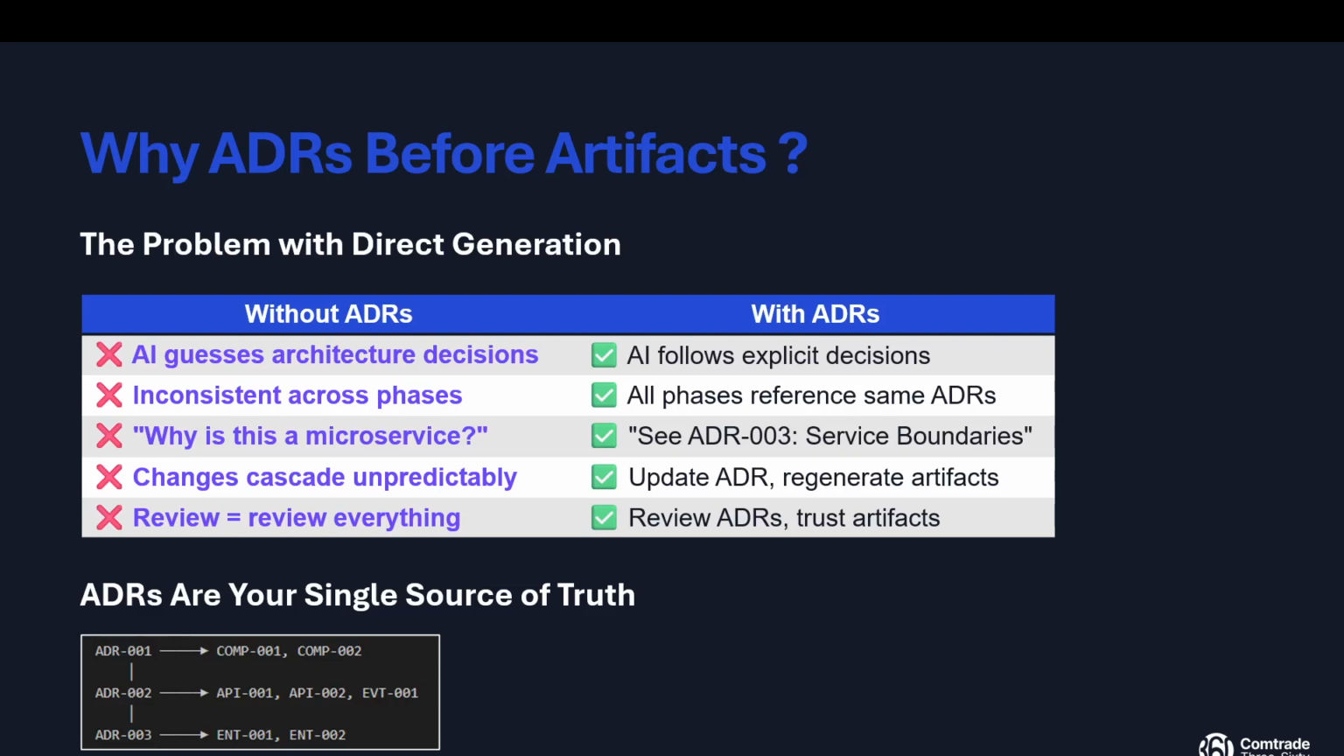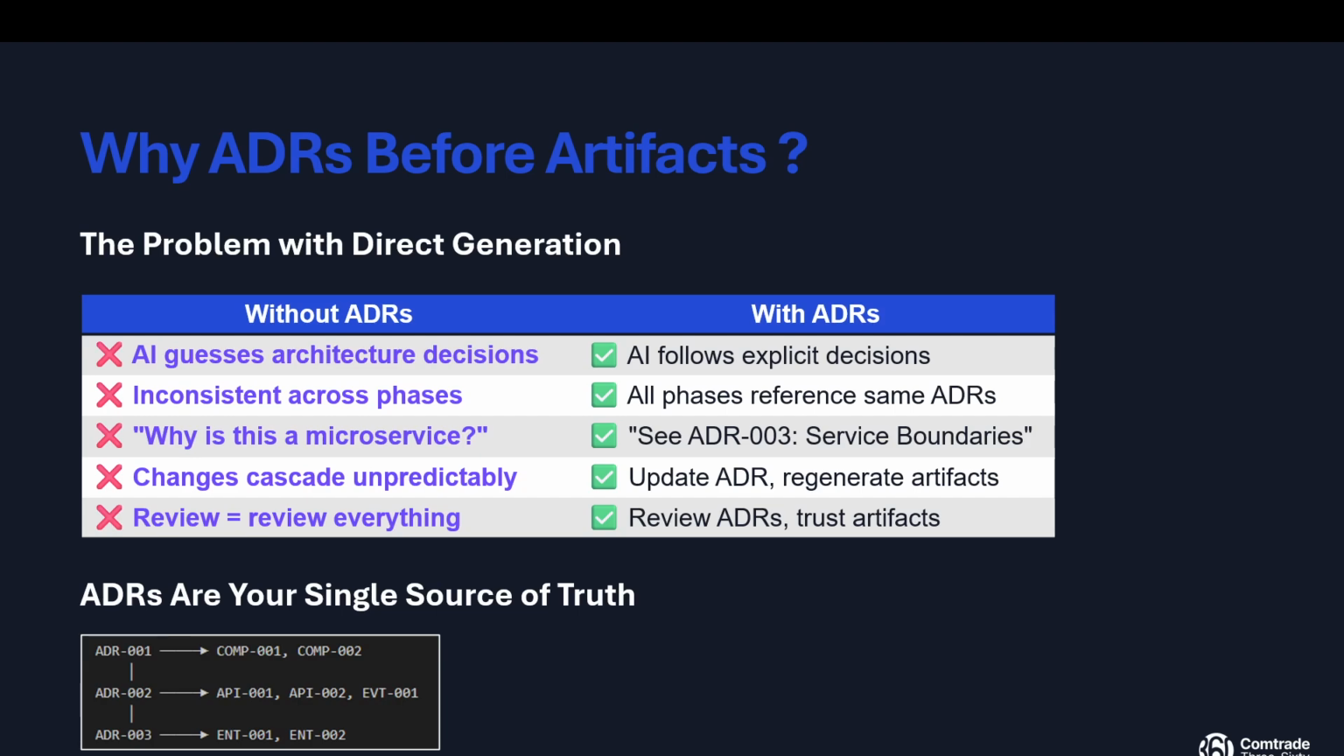The analyze, ADR, and generate workflow doesn't only solve the context problem, but it also improves the architecture design in other ways. For example, without the ADRs, the AI guesses at the architecture decisions. It makes choices implicitly, buried inside the artifacts it generates. But with the ADRs, every decision is explicit. The AI follows what you have already approved.